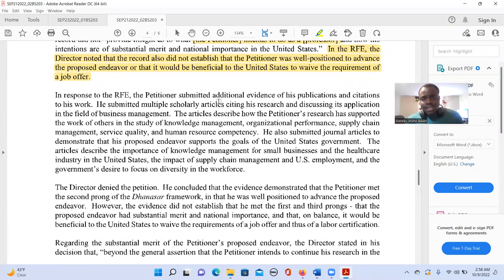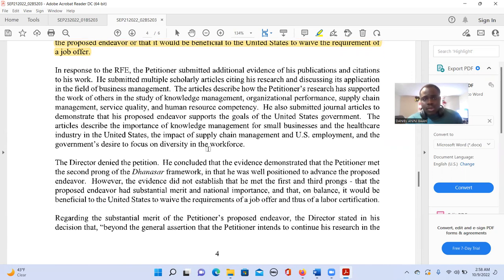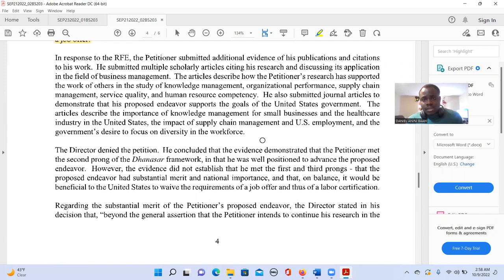In response to the RFE, the petitioner submitted additional evidence of his publications and citations to his work. He submitted multiple scholarly articles citing his research and discussing its application in the field. The articles describe how the petitioner's research has supported the work of others in the study of knowledge management. He also submitted journal articles to demonstrate that his proposed endeavor supports the goals of the United States government. The articles describe the importance of knowledge management for all businesses, and in the healthcare industry and its impact. The director denied the petition.